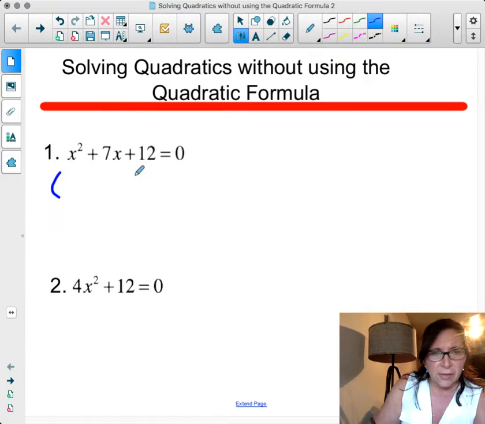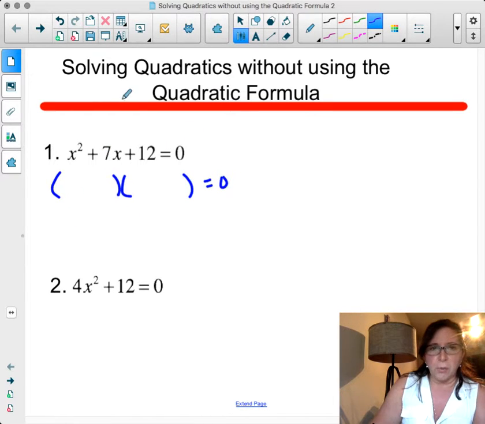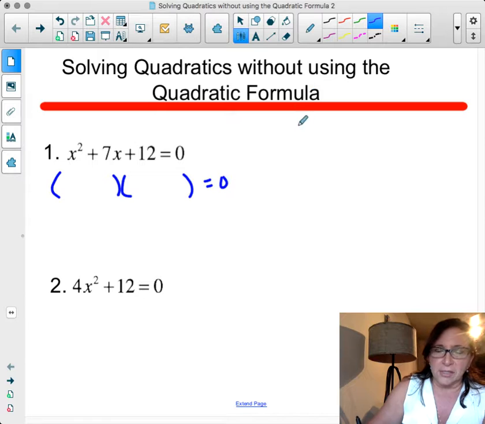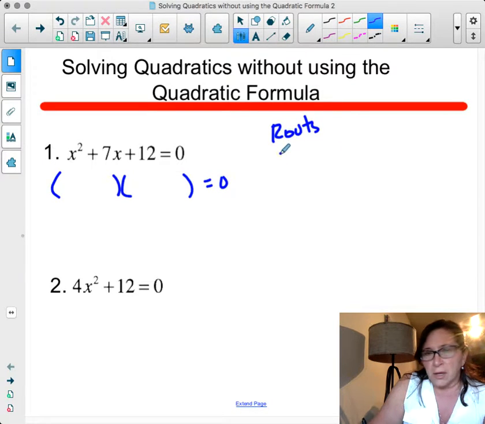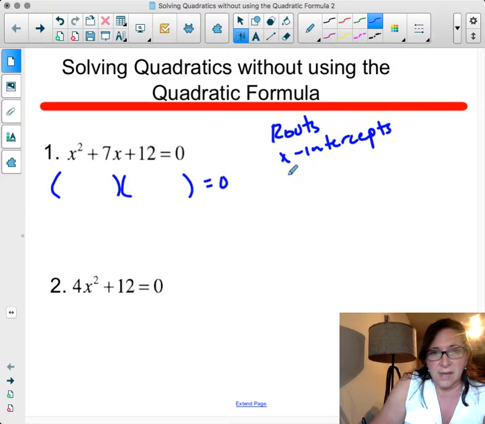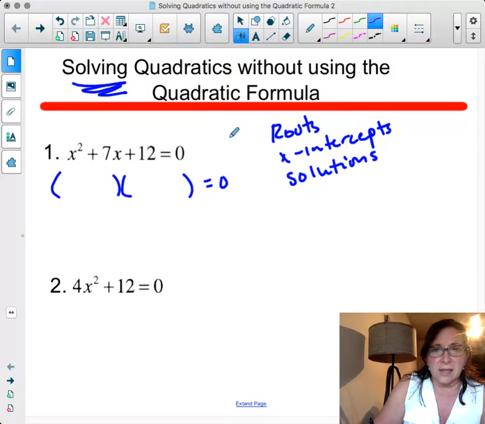So let's start with some parentheses, setting that equal to 0, because when we're solving a quadratic, what we're actually looking for are the roots. Roots are also called x-intercepts, and you can also say that you are finding the solutions. So when somebody says, "Hey, solve these quadratics," these are the three things that you're doing, and they all mean the same thing.